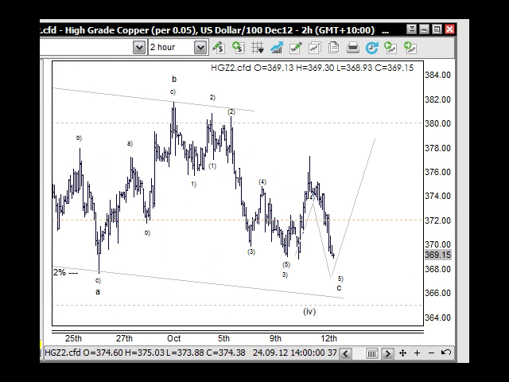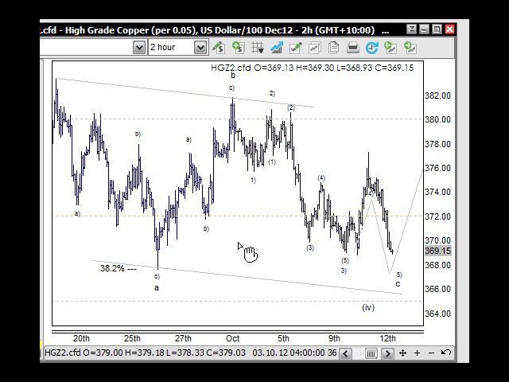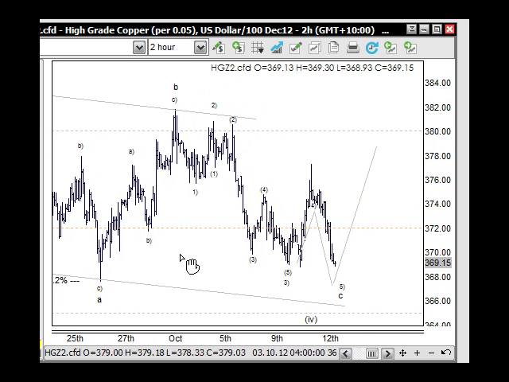The copper market as well, we're looking for it to have its 5 waves down. So we're staying pretty much with the path that we talked about over the last couple of days. So yeah, basically down for 1 and back for 2 here, and then 5 waves down through here for the third wave, and then we're looking for the 4th wave back.